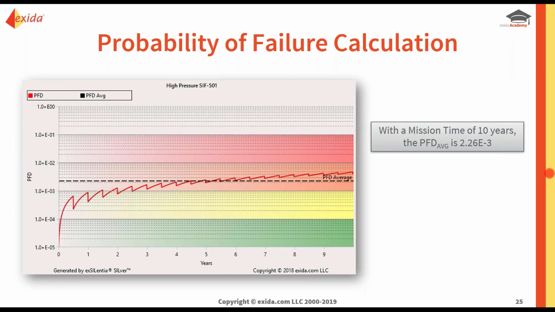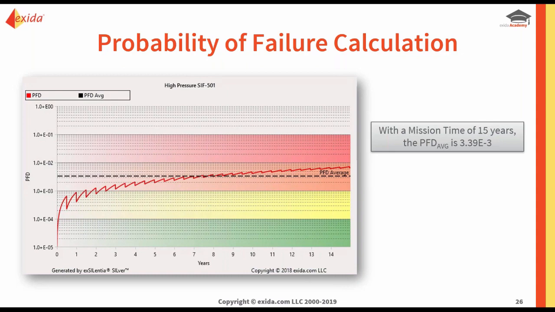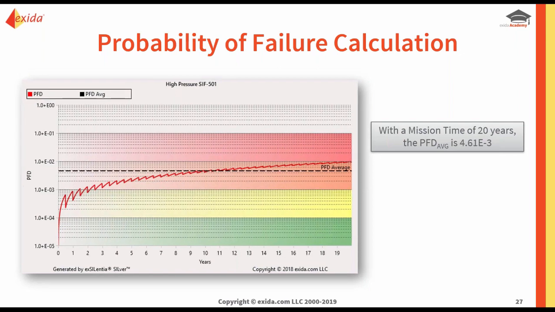So if we extend the mission time, what impact would that have on the PFD average? If you extend the mission time to 15 years, the PFD average is 3.39 e to the negative 3, and that's because you're allowing that probability of failure trend to extend for a longer period of time. And over that time, obviously the average is going to increase. And then, of course, over 20 years, the PFD average increases to 4.61 e to the negative 3. And for the same reason, you're averaging over 20 years at this point. And so that is going to increase. So that is the impact of mission time on the probability of failure on demand average calculation.